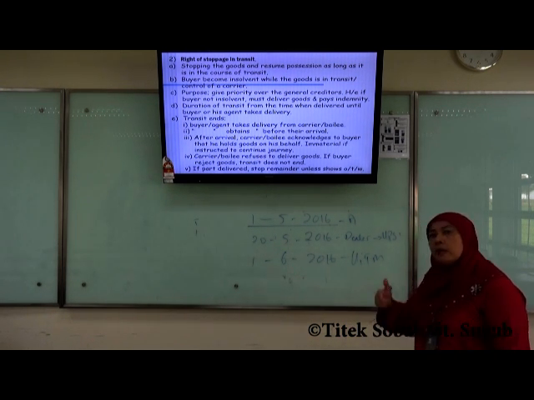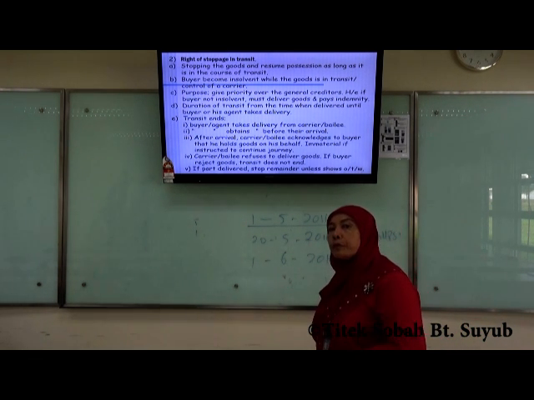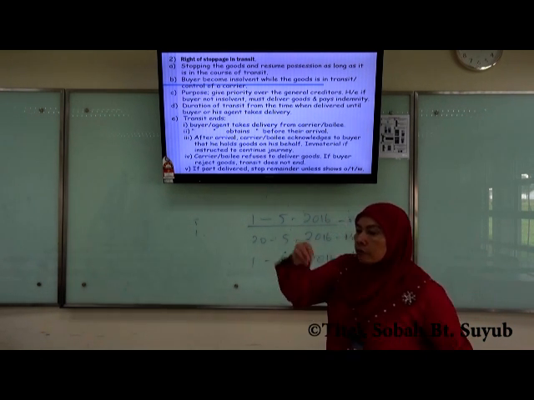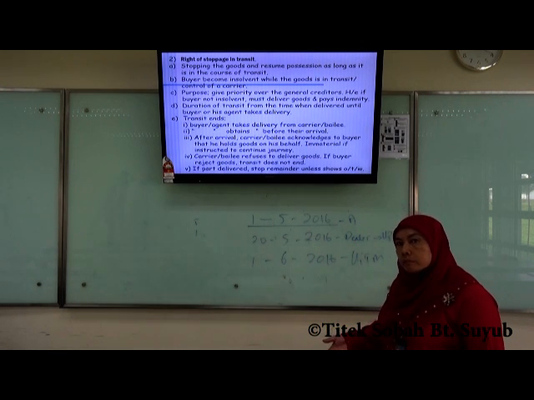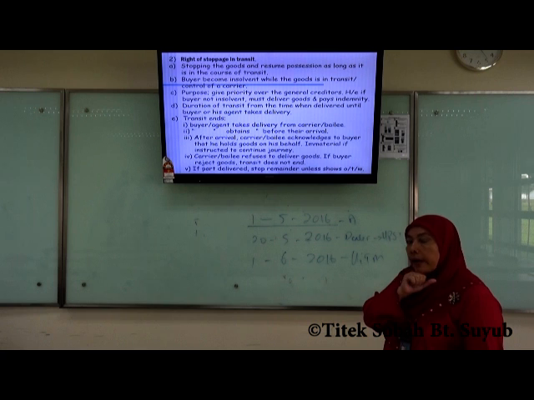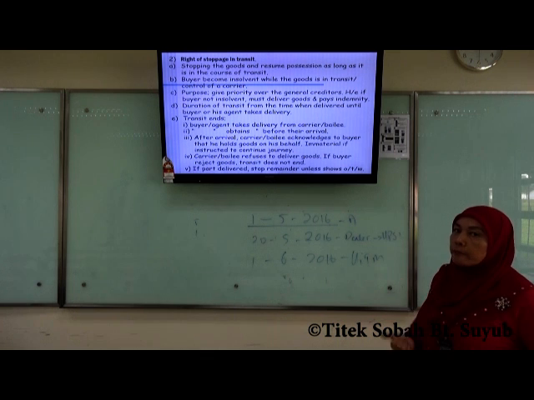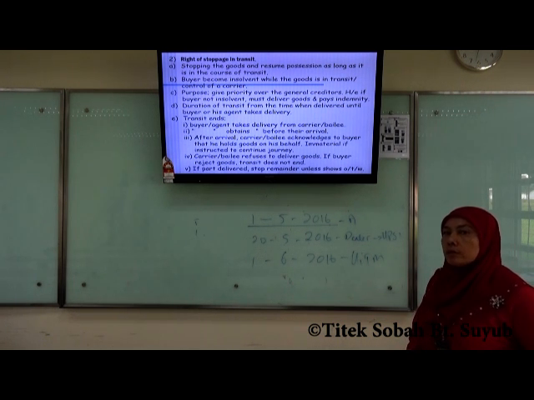So let's say that these goods are being sent from England and they have to be sent to Johor Bahru. However, once they reached Port Klang, the buyer went to Port Klang and took delivery and took possession of the said goods. Though it has not reached the buyer yet, since he has taken possession, then under the situation the transit is said to come to an end.